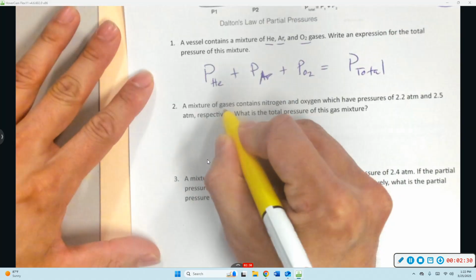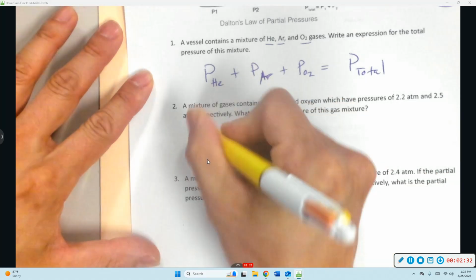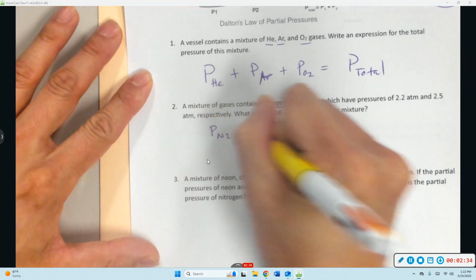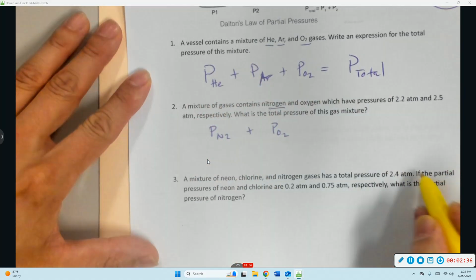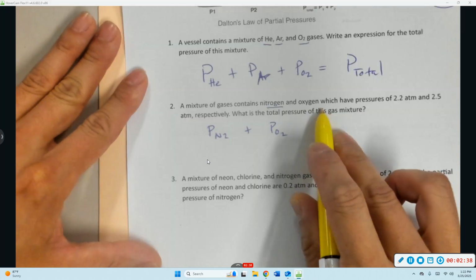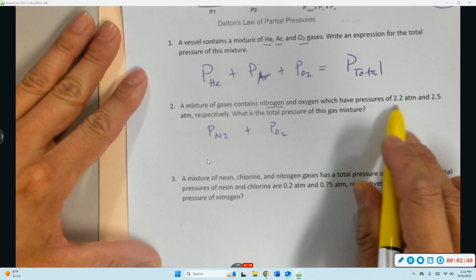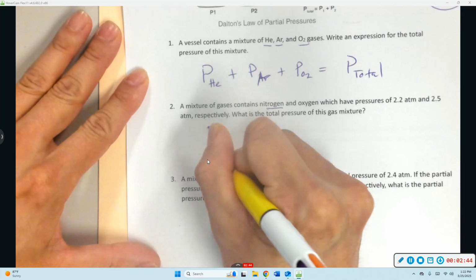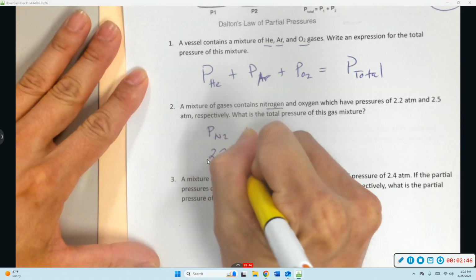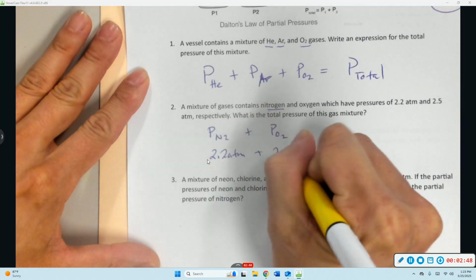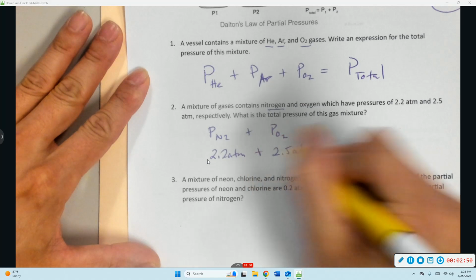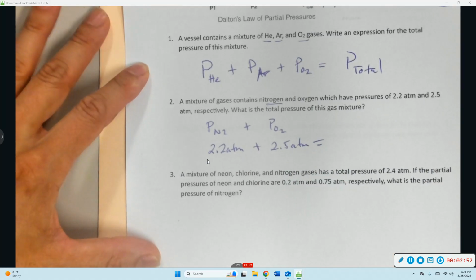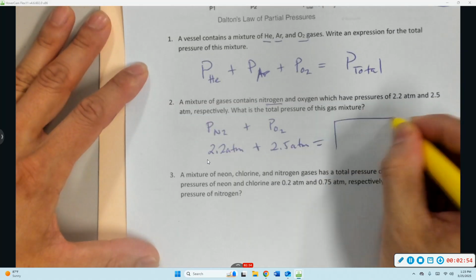A mixture of gases contains nitrogen and oxygen. So we know we have pressure of nitrogen, N2, and pressure of oxygen, O2, which have pressures 2.2 atm and 2.5 atm respectively. So the first one says 2.2 atm, and the second one is 2.5 atm. So what's the total pressure? You just add them together. See? So that's all Dalton's law is.